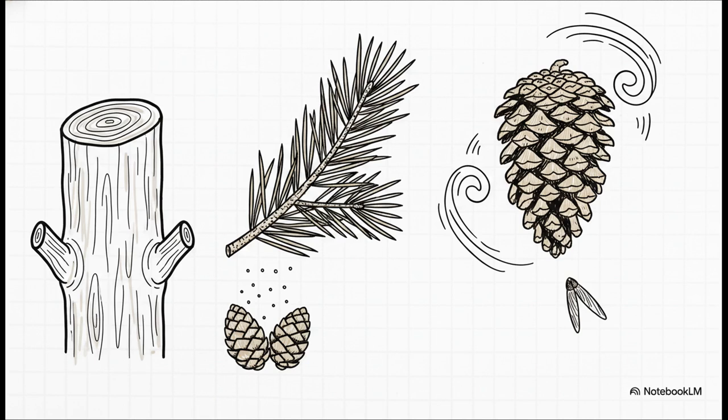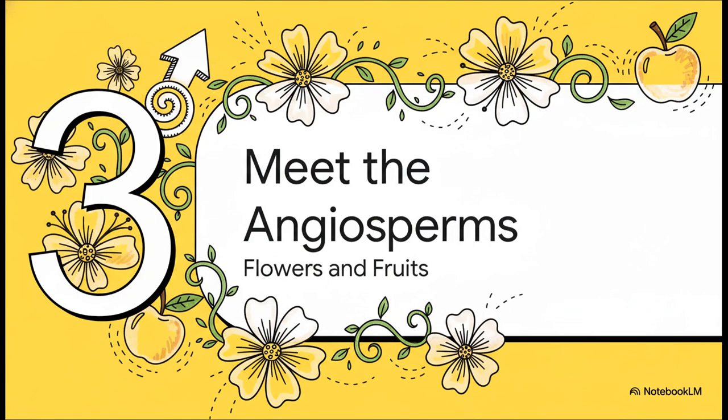Gymnosperms reproduce using cones. They have male cones, which are generally smaller, grow in little groups, and carry the pollen grains. Then they have female cones, which are larger and carry the ovary. Because they don't have flowers, their seeds are simply spread by the wind. Section 3. Meet the angiosperms.